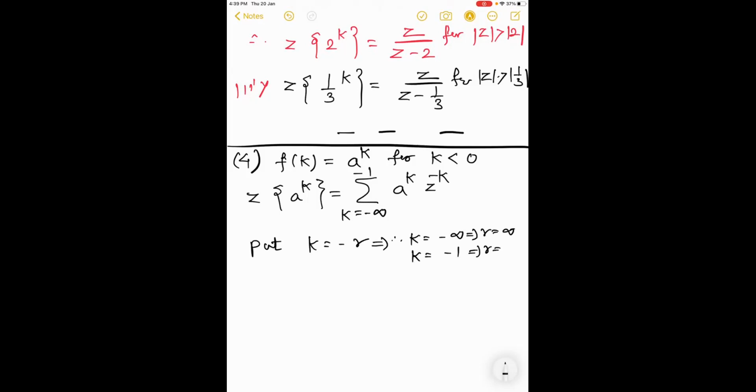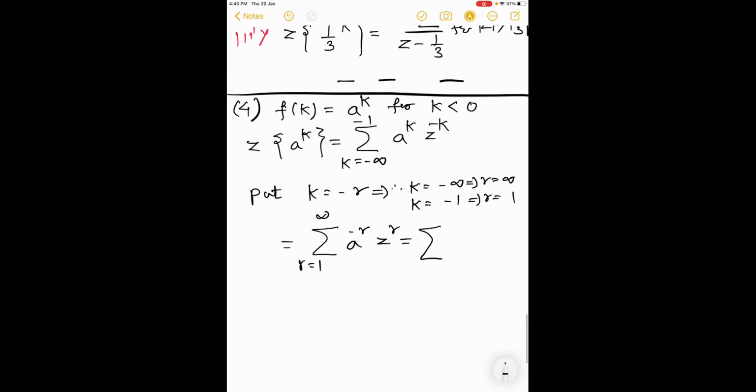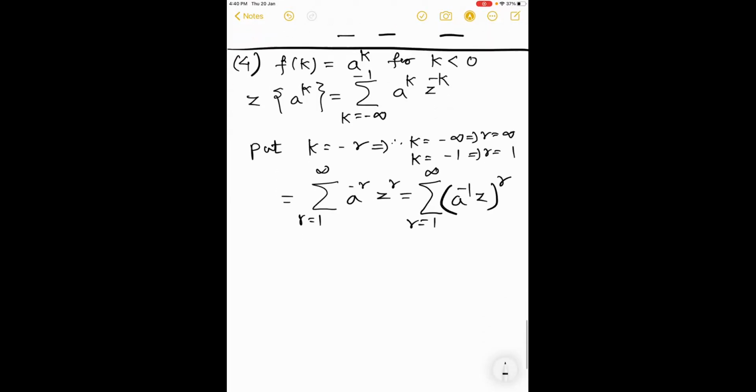Plus 1. Plus 1. So your problem is converting into summation of 1 to infinity r value. And a raised to k, in place of that you are putting minus r, z raised to r. Am I right? Or this can be written as summation of, I can club a raised to minus 1 and z in one bracket and whole power raised to r, whose range is 1 to infinity. R is from 1 to infinity.